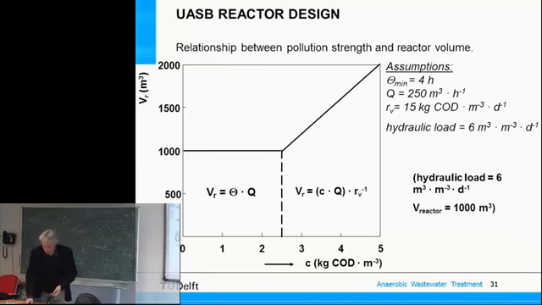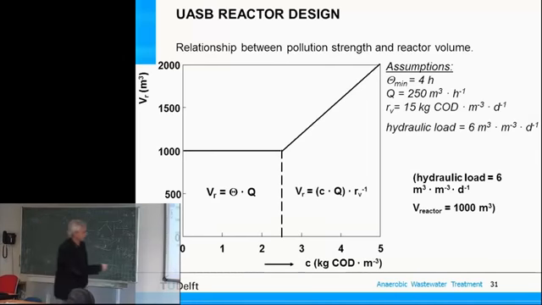Now in dimensioning a reactor, you need to know the flow. The hydraulics can be rate limiting, and the organics can be rate limiting. So the flow is determining the volume and the concentration of organic pollutants. This is more or less plotted in this slide. What is plotted here is the concentration of pollutants in kilograms of COD per cubic meter, and here is the reactor volume required to treat that flow.